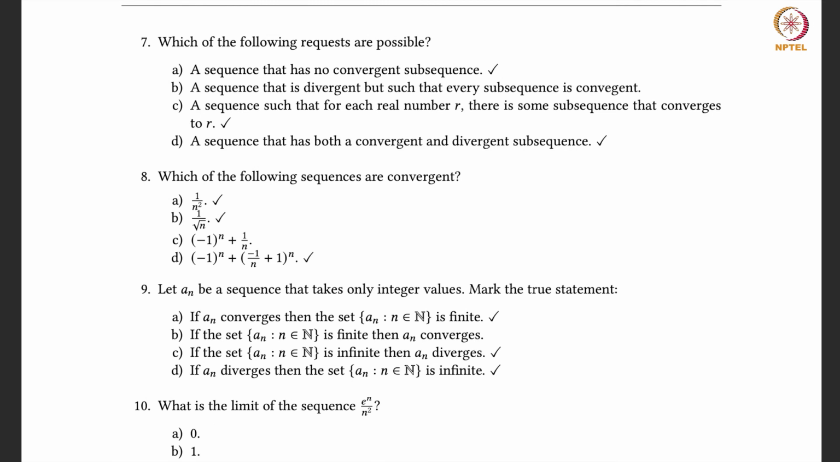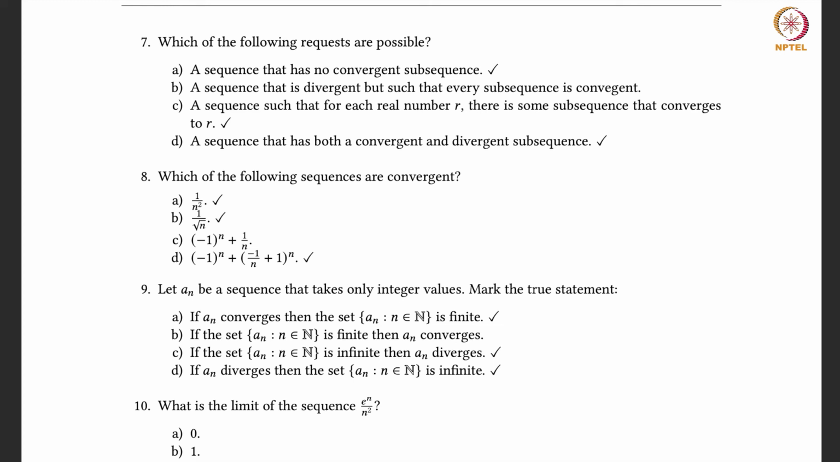Which of the following requests are possible? A: A sequence that has no convergent subsequence. Well, this is easily possible. Just consider the sequence 1, 2, 3, 4, 5, 6, and so on. That has no subsequence that converges. You might object and say, well, this sequence diverges to infinity. Yes, it diverges to infinity.